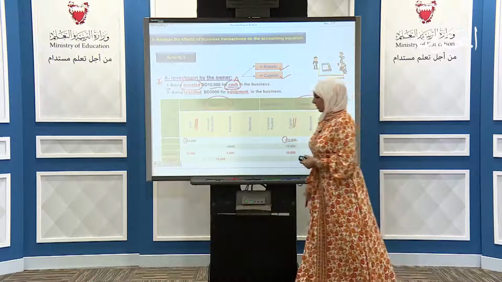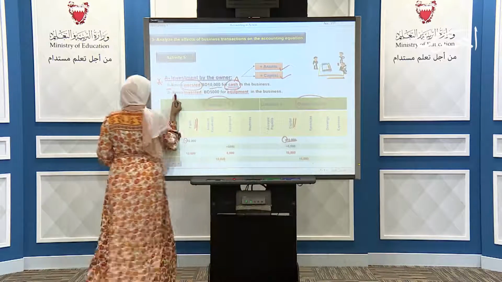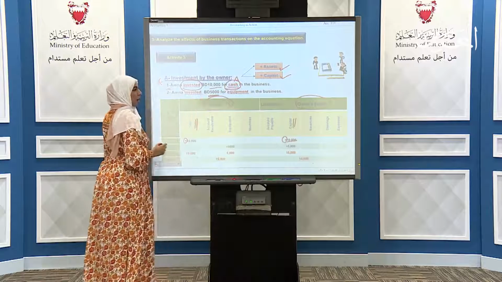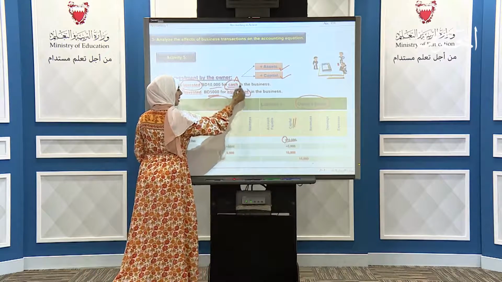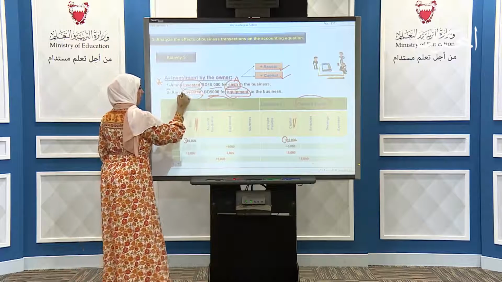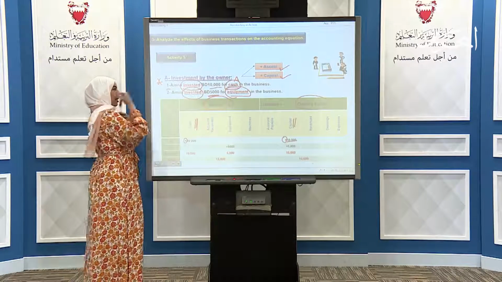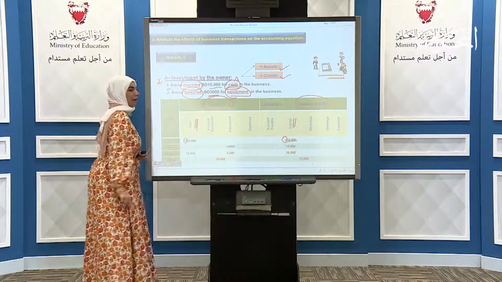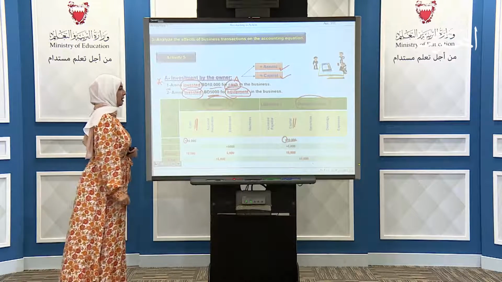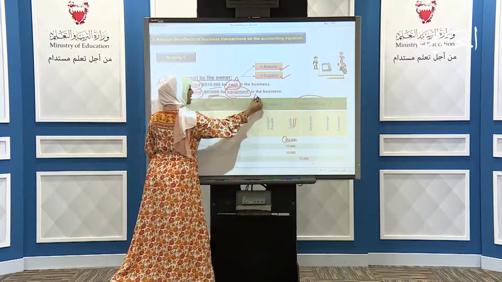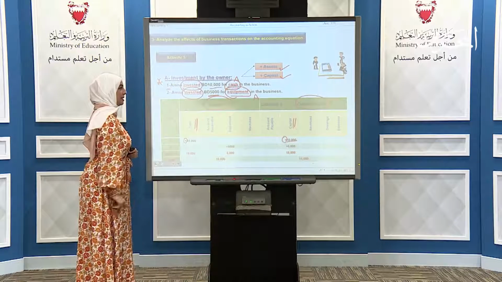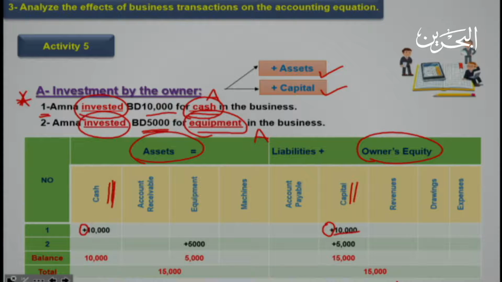Moving to the second transaction. Amna invests 5,000 BD for equipment in the business. The key words for me are the equipment and also the investment. Invest, I know that it will increase the capital of my company. The equipment is a type of an asset. So my asset section will increase under the equipment section.